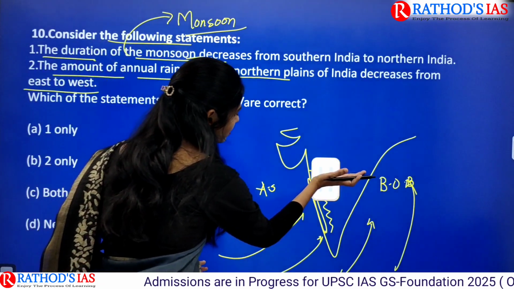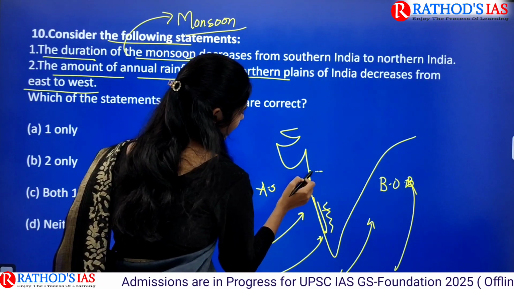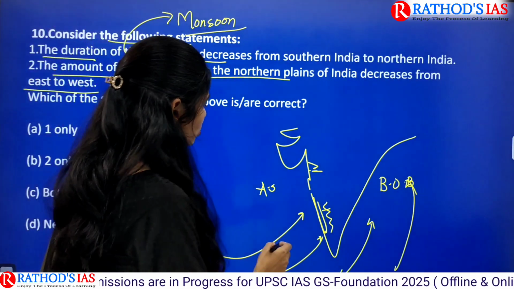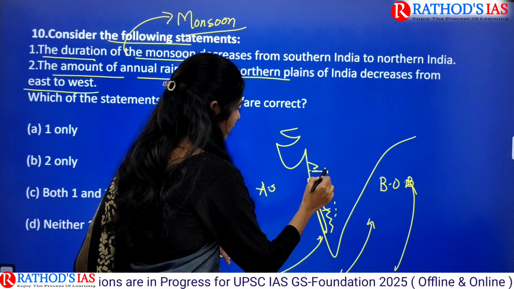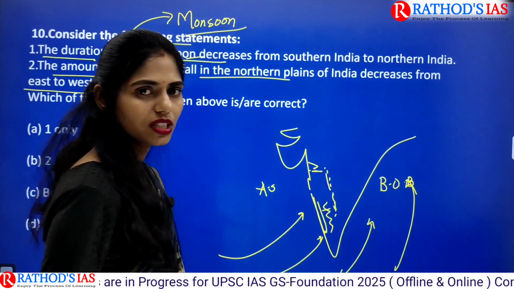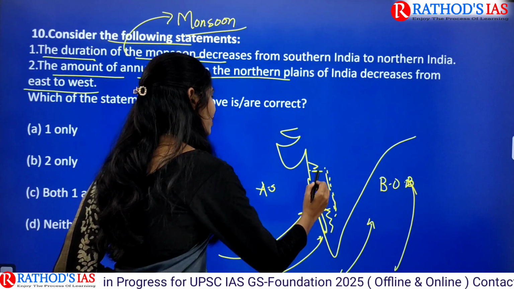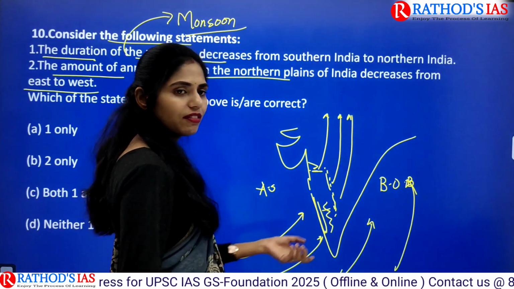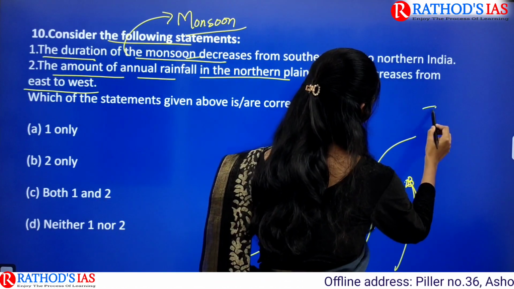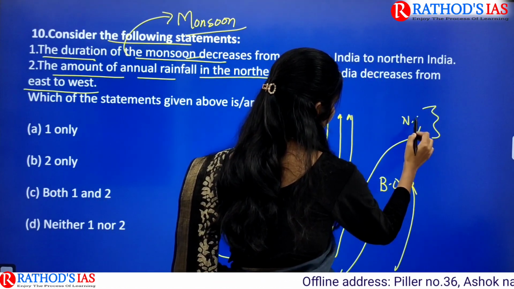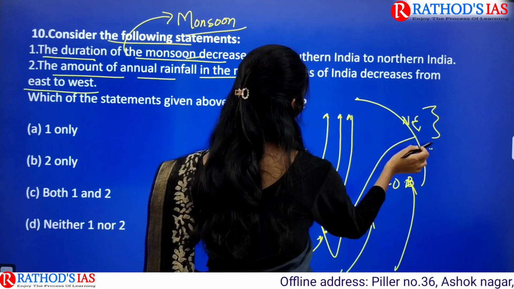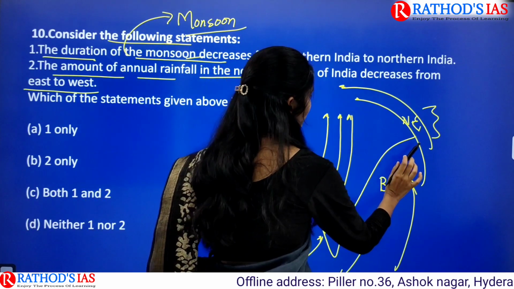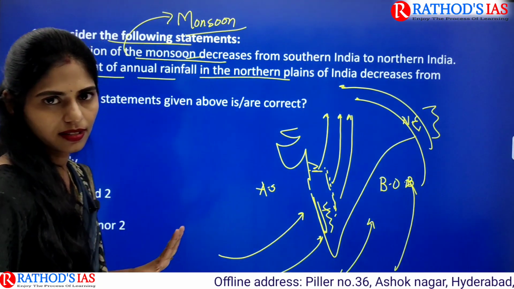And here we have some gaps in between, like Palghat gap, Thalghat gap and Borghat gap. Through these gaps it will enter some areas and cause rainfall, and after that it will move forward in this direction. And the Bay of Bengal branch causes rainfall in northeastern India and moves towards this direction. Finally, the Arabian Sea branch and the Bay of Bengal branch meet.